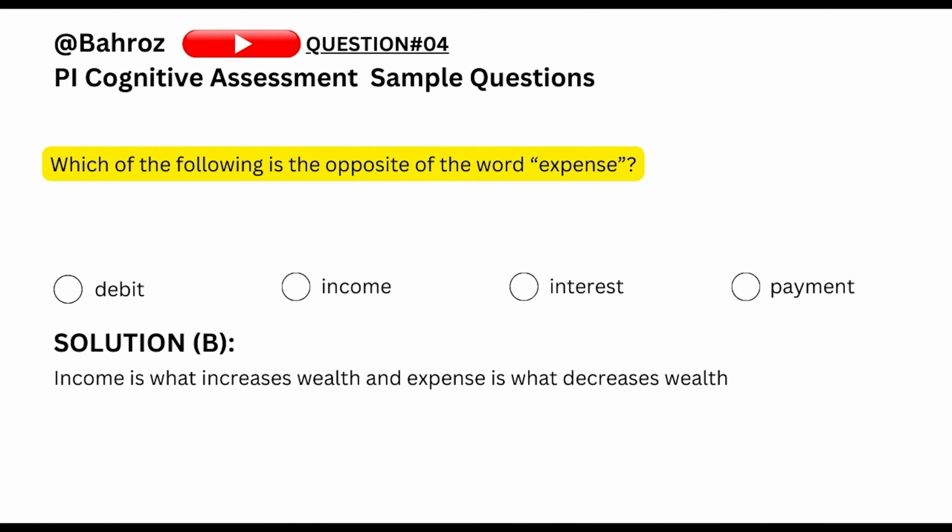Next question, which of the following is the opposite of the word expense? Income is what increases wealth and expense is what decreases wealth. So our answer is B.